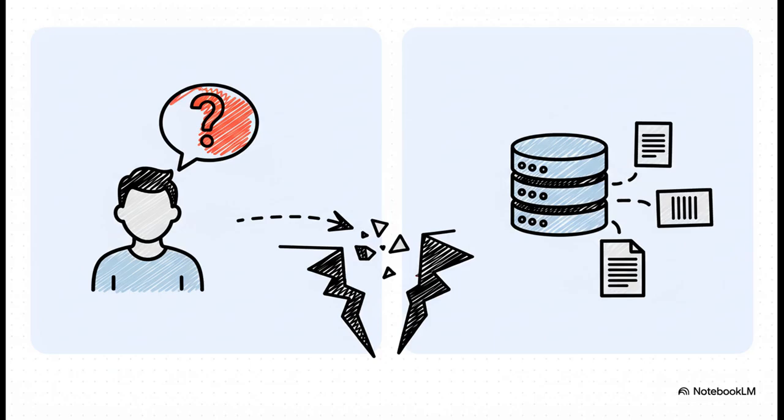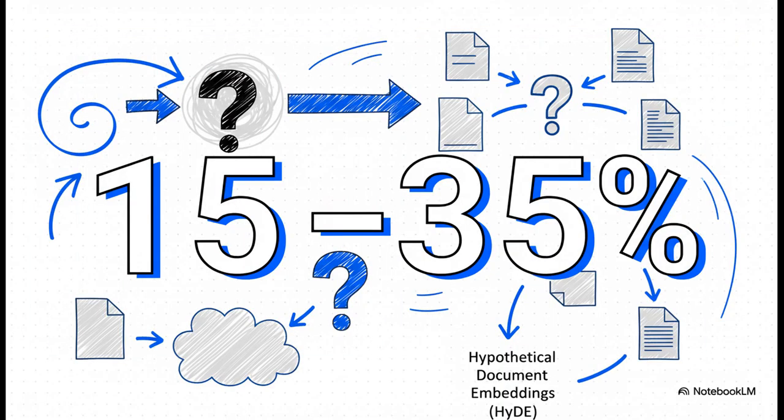A user just types "API error." But your knowledge base is filled with super specific documents about authentication, error codes, troubleshooting, you name it. The user is thinking in shorthand, but the system needs precise, detailed language to find what it's looking for. This gap is where so many good RAG systems fall down. But what if you could actually bridge that gap?